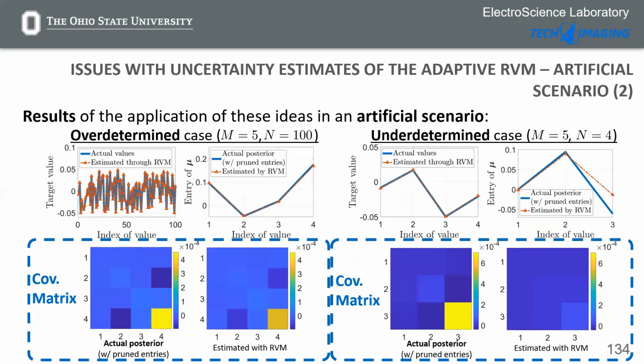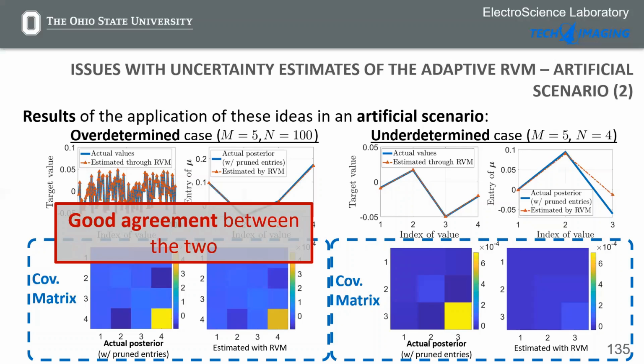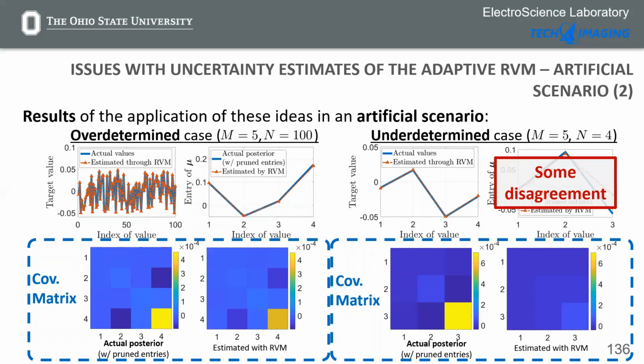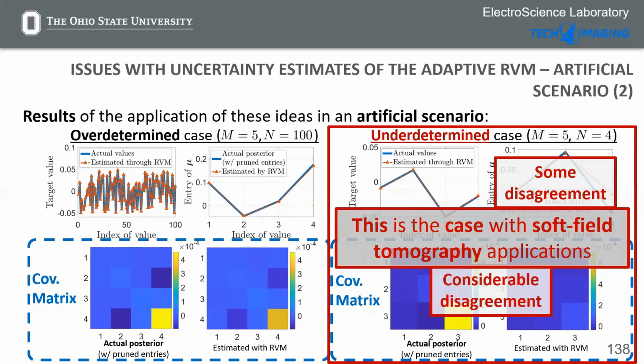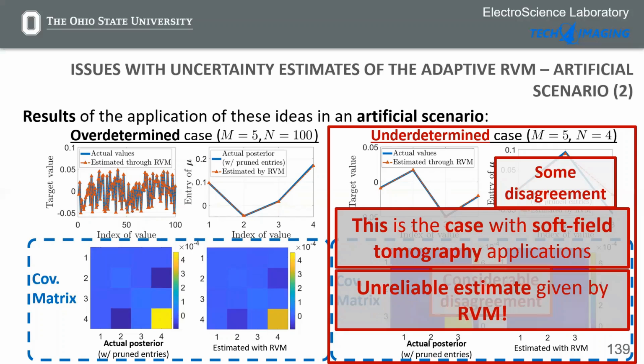So we see on the left, in the overdetermined case, a good coincidence of all the quantities being compared: the target values, the mean, and the covariance matrix at the bottom. But in the underdetermined case, although we have a good agreement in the target values, in the mean we have some disagreement, and in the covariance matrix we have considerable disagreement. This is the underdetermined case, which is the situation that occurs with most subfield tomography applications. And so we see that we have unreliable estimates from RVM.